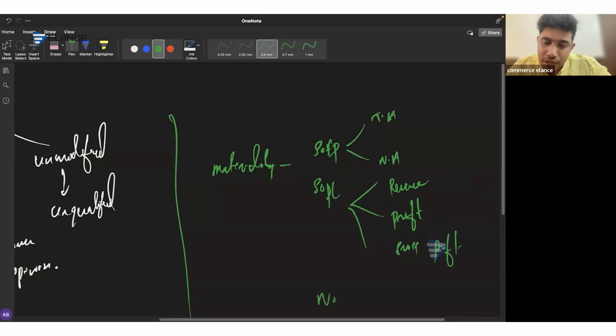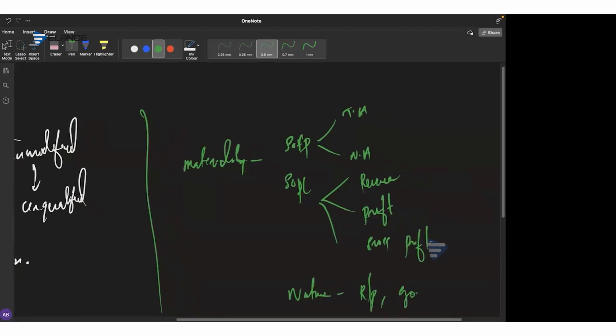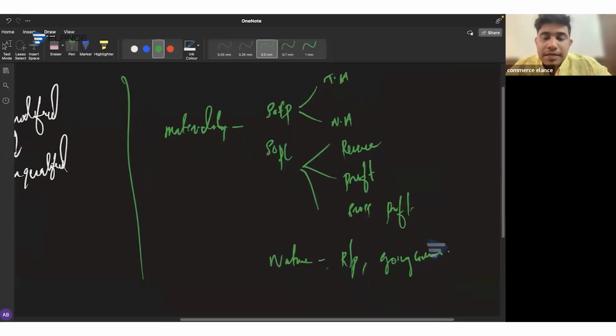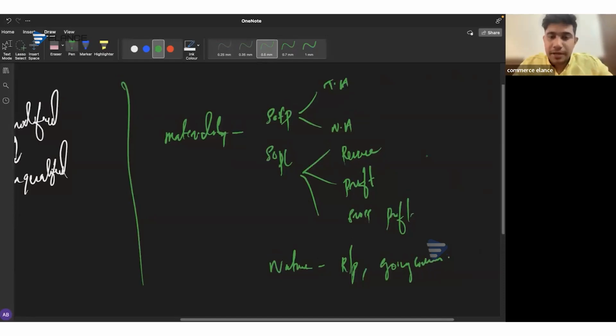Finally, we can also consider it on the basis of nature, considering related party transactions and going concern related matters. That doesn't mean nature is only about related party or going concern. These are the most commonly asked points in almost all exams, but depending on the nature of the company, there can be other related things that have to be considered as material.